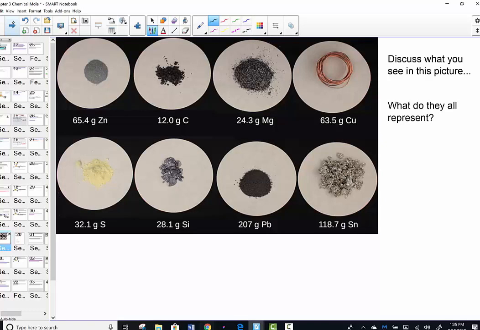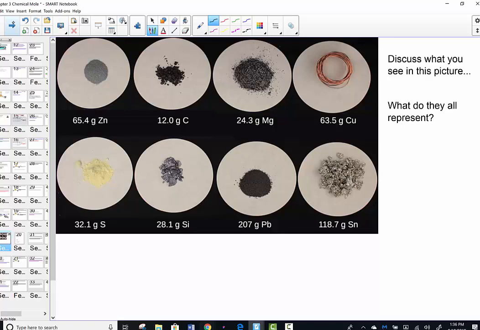That's the amount of 65 grams of zinc. That's 1 mole of zinc. That is exactly 6.02 times 10 to the 23rd atoms of zinc. I didn't count it. I weighed it. But I know how many atoms there are because I can relate that to the mole. There's your 12 grams of carbon, 24.3 grams of magnesium, 63.5 grams of copper. That's copper wire. You see tin, lead, silicon, and sulfur.